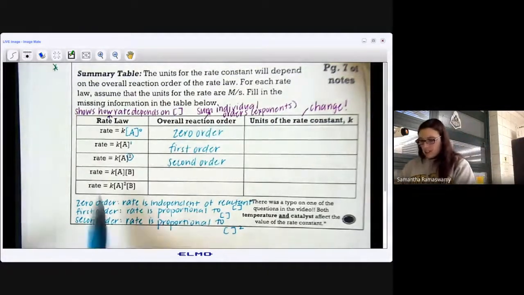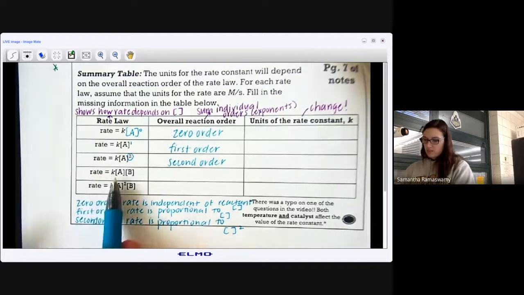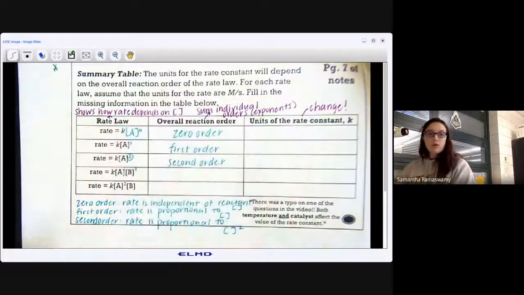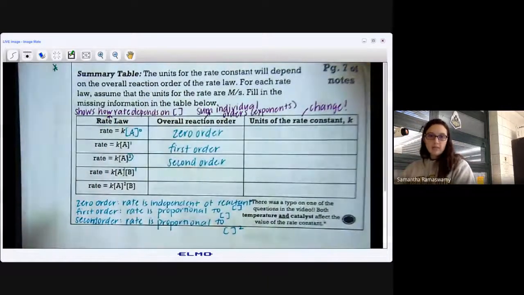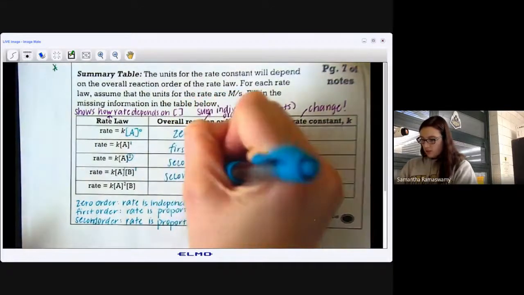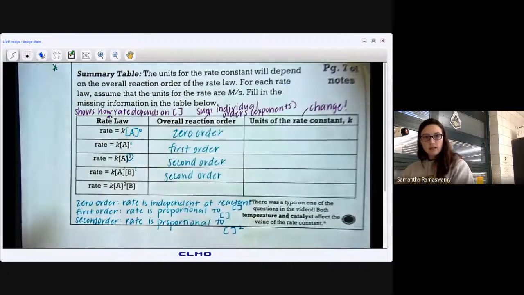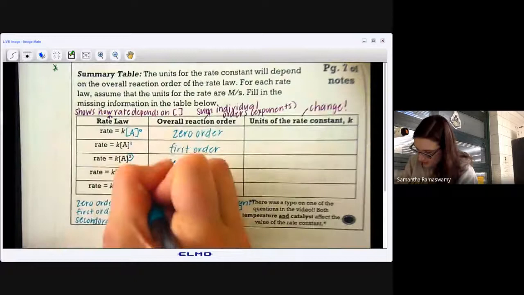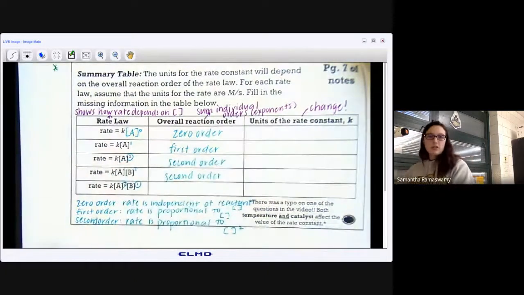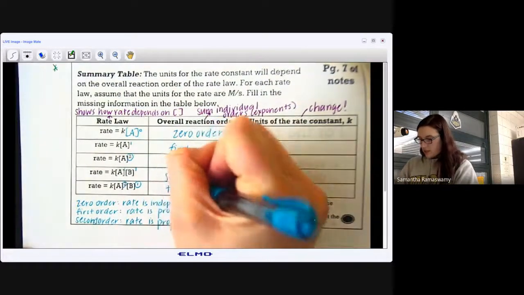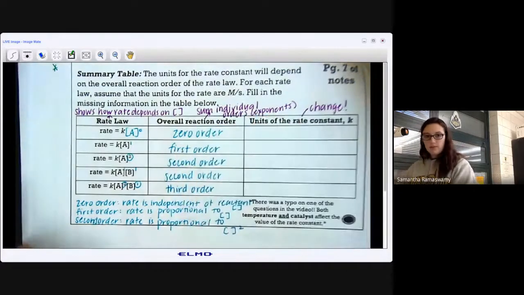So then if we look at this next one, rate equals K times the concentration of A times the concentration of B. So remember, if there's no exponent there, it's assumed to be a 1. Add up your exponents. 1 plus 1 is 2. So we would say this is second order overall. And then for this last one, rate equals K times A squared times the concentration of B. And if there's no exponent there, it's assumed to be a 1. So 2 plus 1 is 3. So we would say this is third order overall.